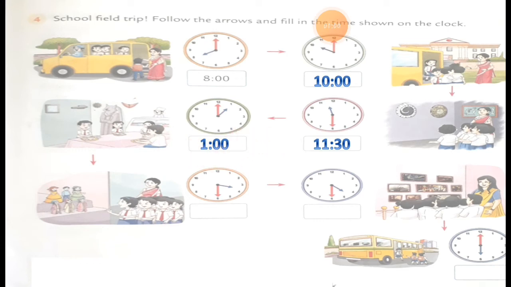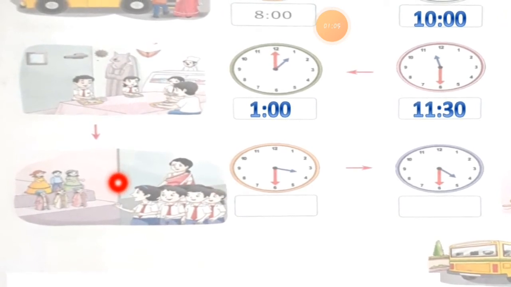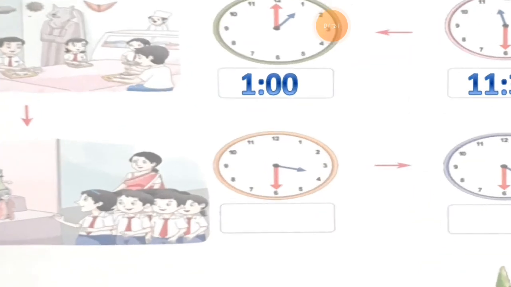Now after the lunch, see, they are going to see the museum. They visited the museum. Here you can see this is the museum. Now the next. So at what time did they visit the museum? The minute hand, which is in red color, you can see, which is also the long hand, is pointing exactly to 6.